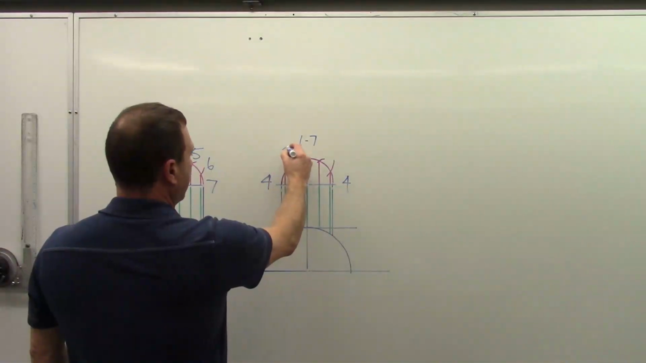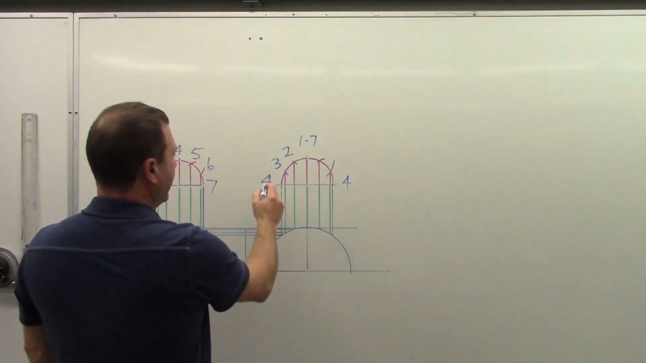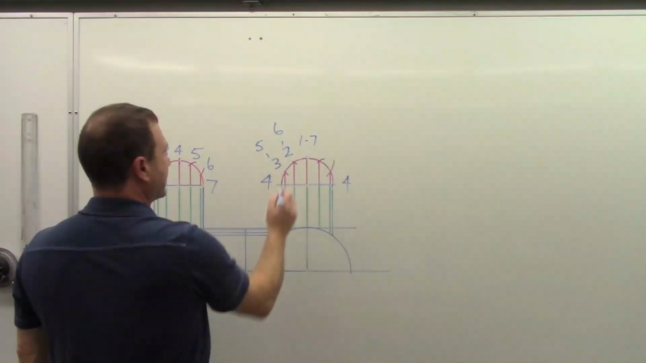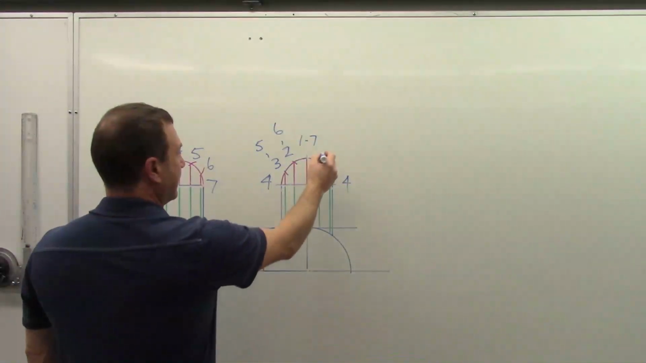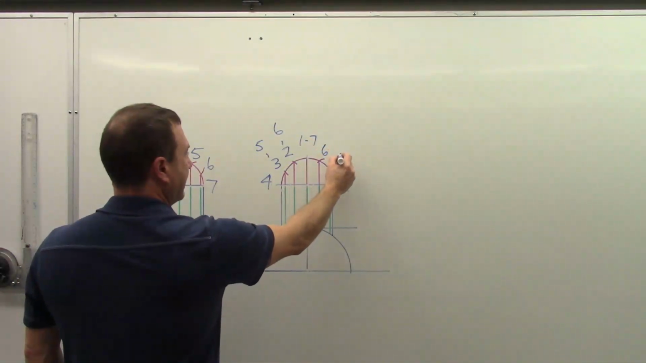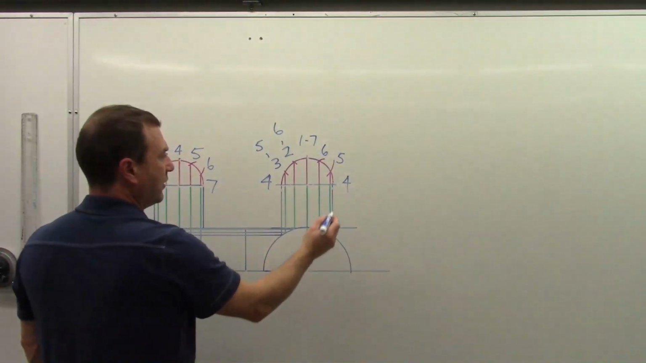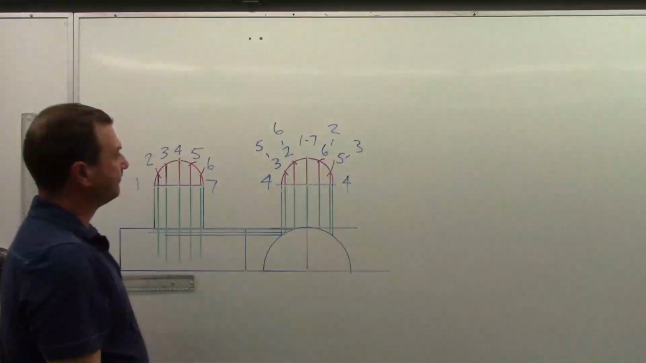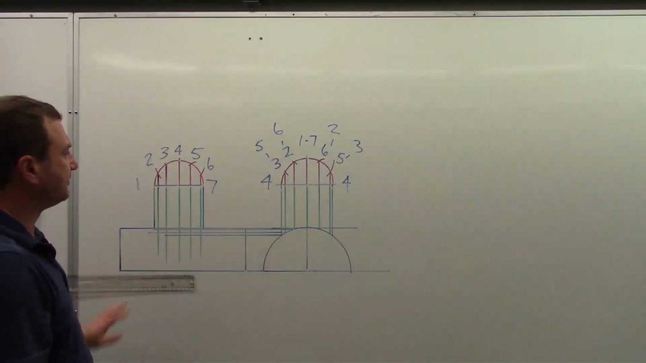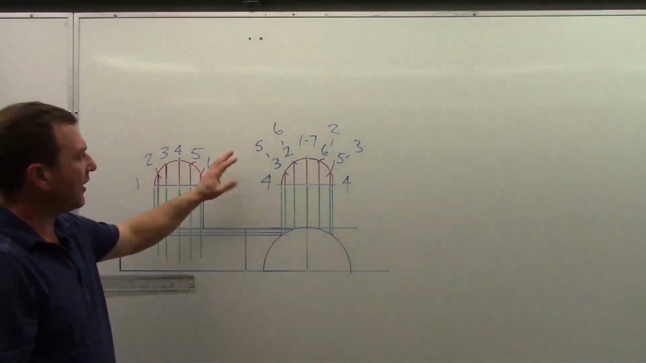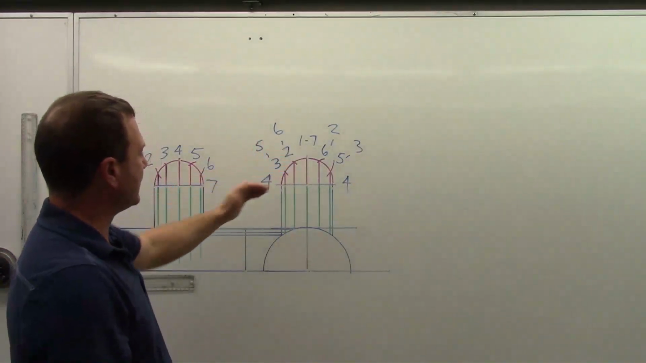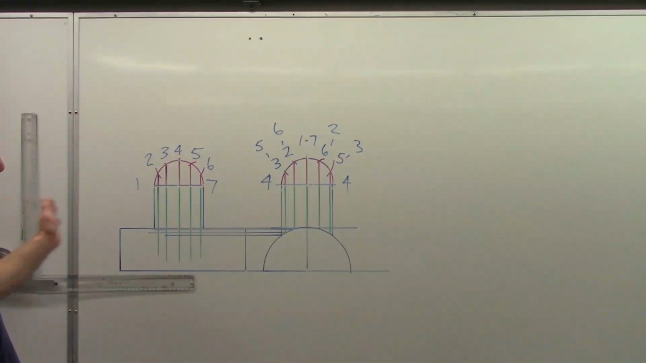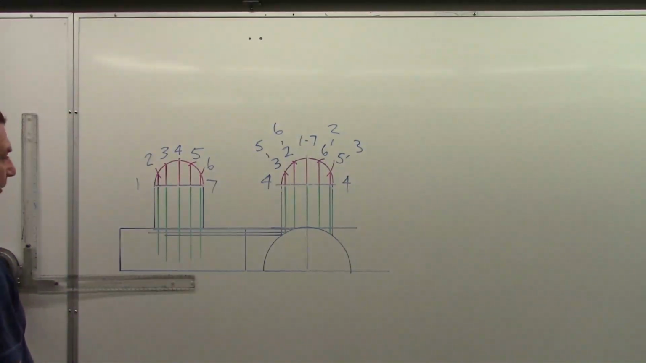So 1, 2, 3, 4, 5, 6, 7, 6, 5, 4, 3, 2, 1. So opposite views. This one we want to keep more of the overlaying points just to keep track of it so we can follow our number line properly. And now we can create our stretch out and send that in.